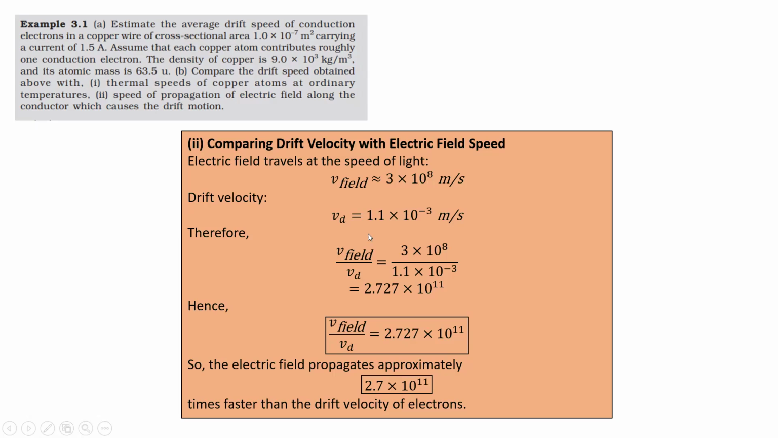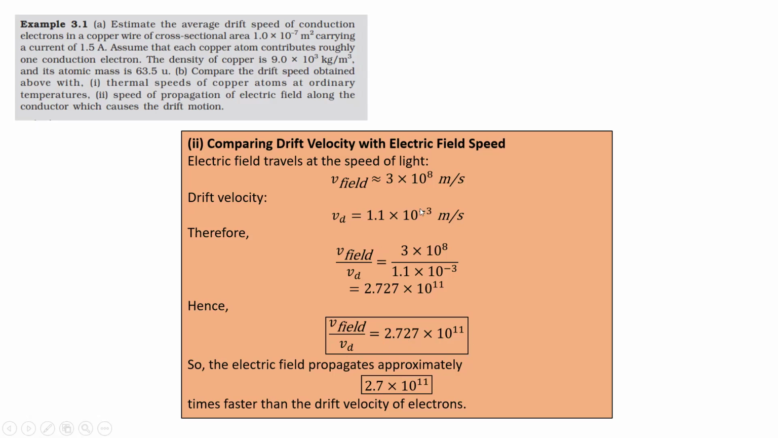Drift velocity, how much we got? First part, 1.1 into 10 to the power minus 3. Now, speed of propagation of the electric field to drift velocity ratio is asked, right? So this is almost equal to velocity of light in the medium of air. 3 into 10 to the power 8 divided by drift, which is 10 to the power minus 3. 3 divided by 1.1, you are getting 2.7. 10 to the power 8 by 10 to the power minus 3, 10 to the power 11. So V in the field is 2.727 into 10 to the power 11 times that of the drift speed.